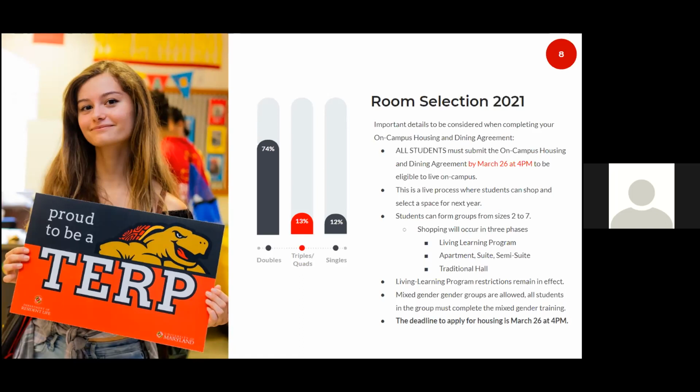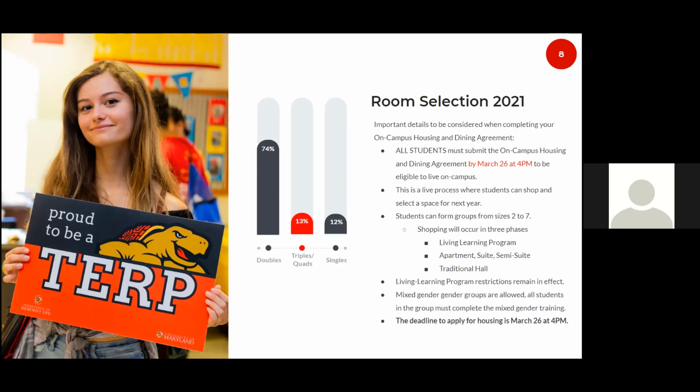The room selection process itself is a live process. This is where students will be able to shop and select the space for next year. Students will be able to form groups from sizes 2 to 7. They can also shop individually. Students will be able to shop if they are in a living learning program and wish to return. They'll be able to take advantage of the living learning program selection. Otherwise, they will be able to shop in the apartment, suite, semi-suite, and traditional halls shopping phase.